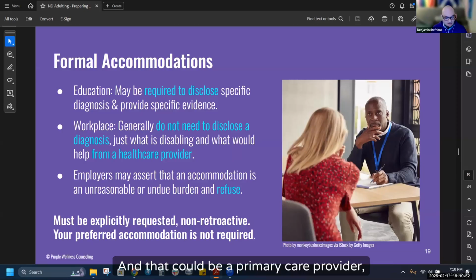And that could be a primary care provider, a therapist like me, a medication management person, an occupational therapist or a physical therapist. It depends on what you are finding disabling, and then identifying, okay, so what's the right provider to help identify or help deal with this?